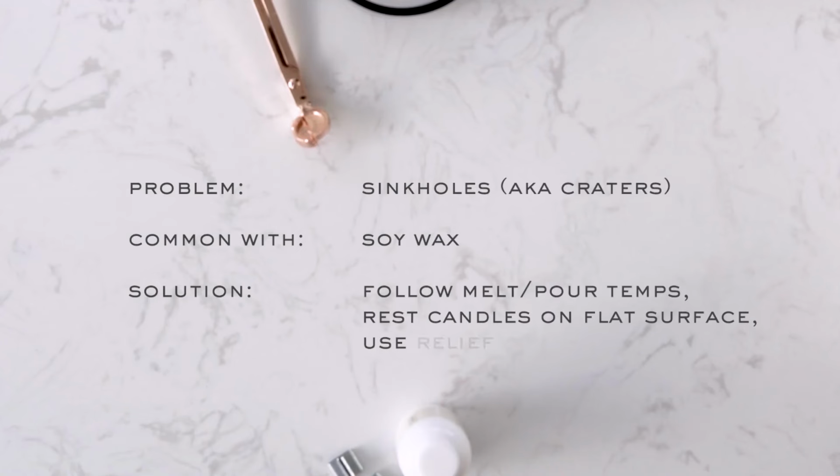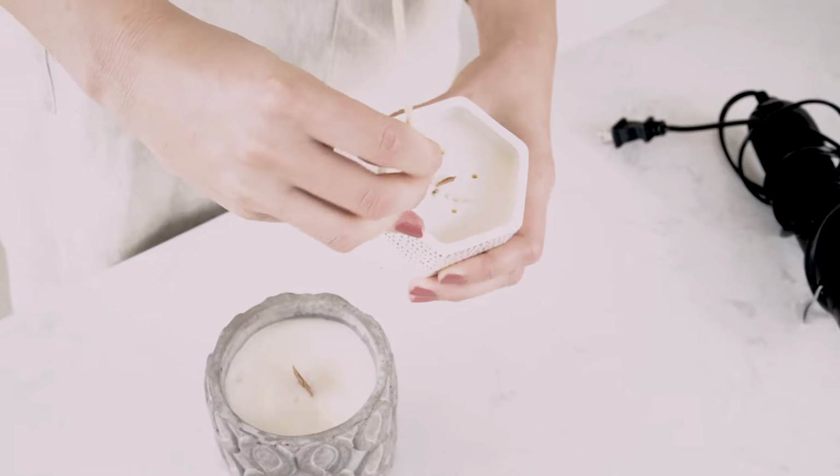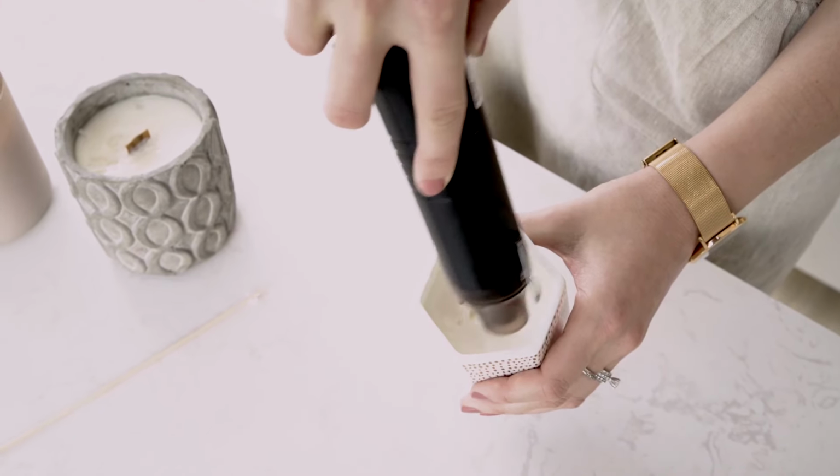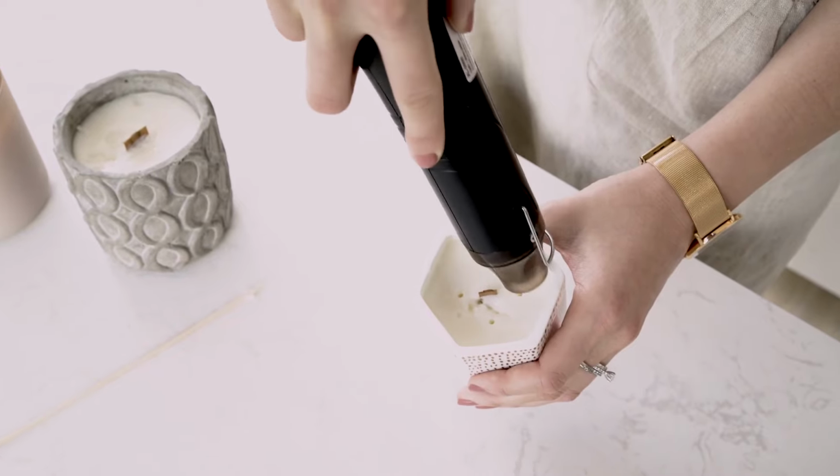Sinkholes. Sinkholes or craters are actual cavities in the wax caused by air pockets trapped in a finished candle. This is most common with soy wax candles. They can be prevented by accurately following melting and pouring temperatures, as well as ensuring that candles are setting on a flat, undisturbed surface. They can be fixed using relief holes and finishing with a heat gun. See how to use a heat gun for more information.